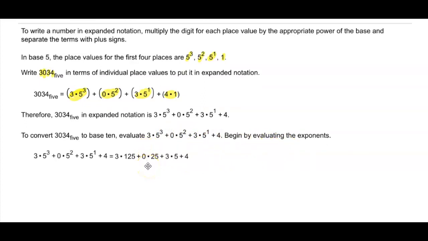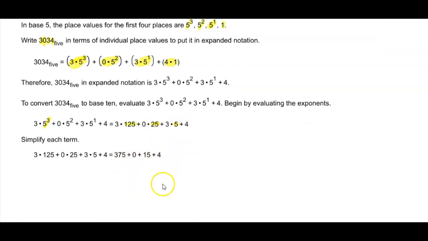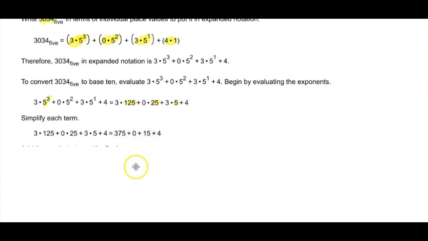So we know that this is 3 times 5 to the third power, so this becomes 3 times 125 plus 0 times 25 plus 3 times 5 plus 4. Well, we're going to simplify each term. 3 times 125 is 375. 0 times 25 is 0. 3 times 5 is 15. And then there's 4.